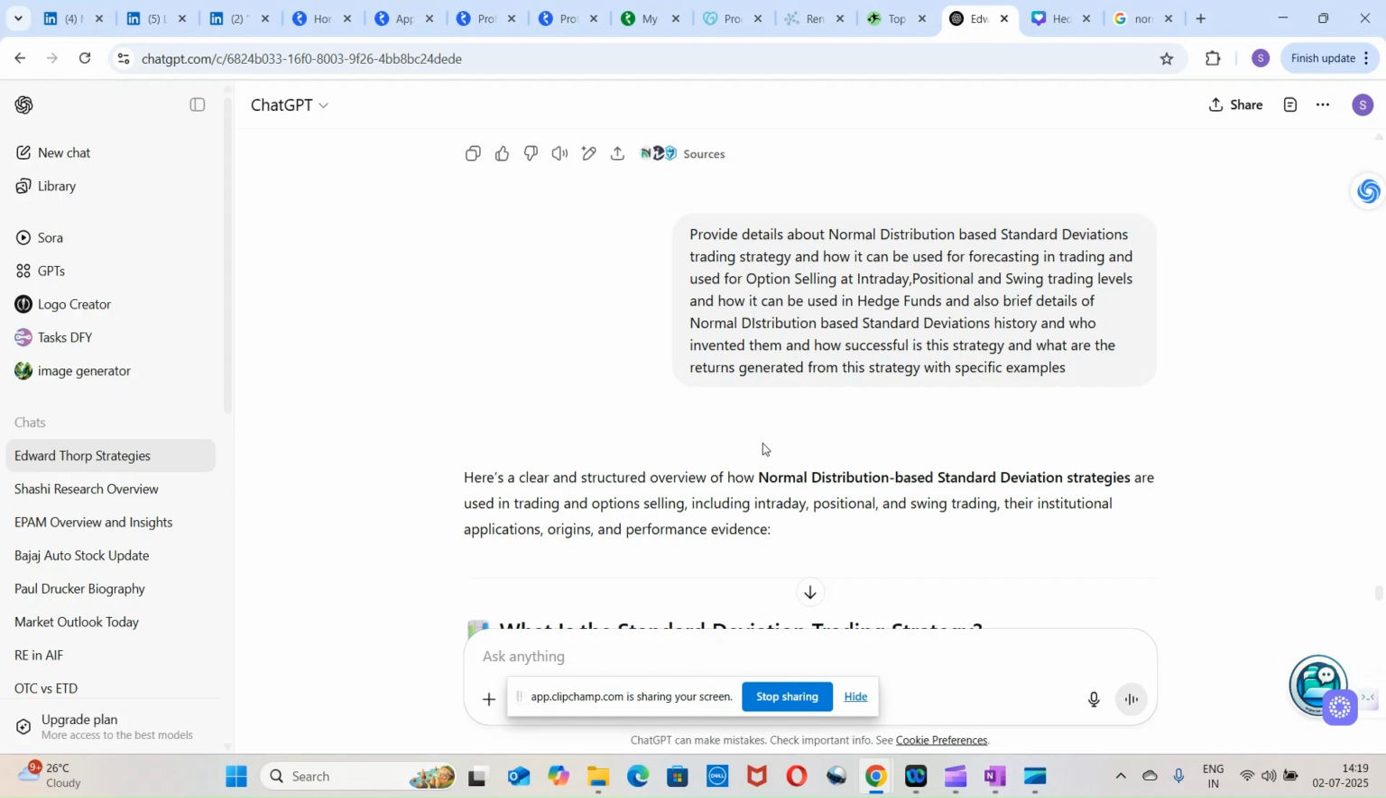So today we're going to discuss normal distribution and a standard deviation based trading strategy, and how it could be used in forecasting in trading, and how it could be used for option selling and option buying also at intraday, positional and swing trading levels, and how hedge funds use normal distribution and standard deviations. We'll also discuss what a normal distribution is, the history of standard deviations, how successful these strategies are, and what returns are generated from this strategy with specific examples.